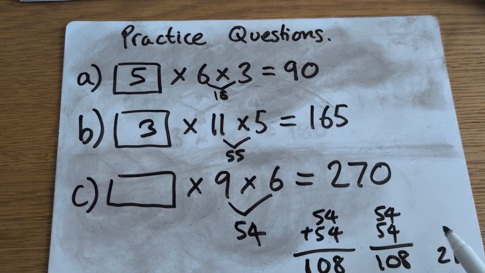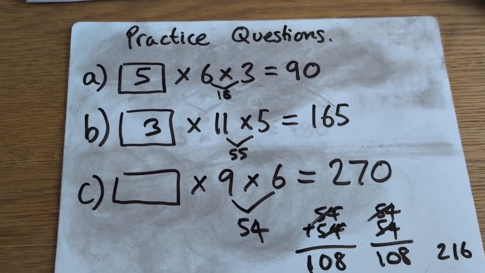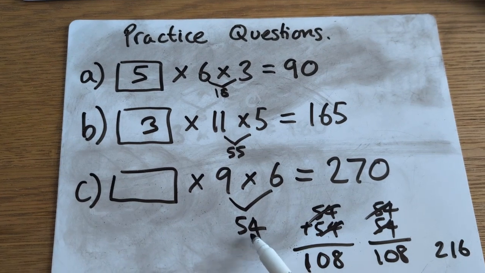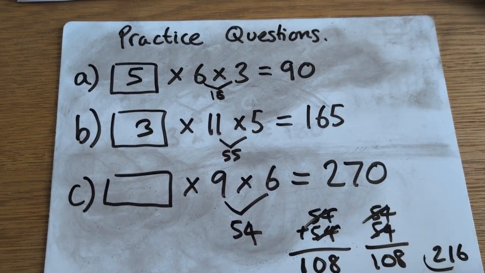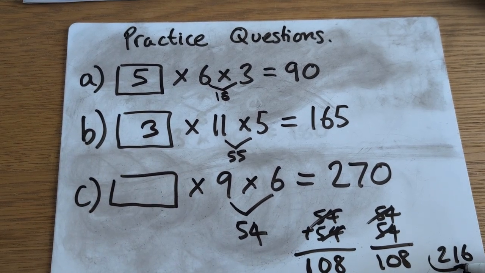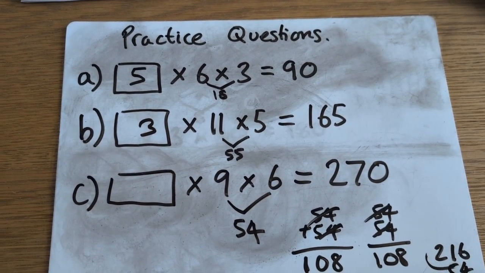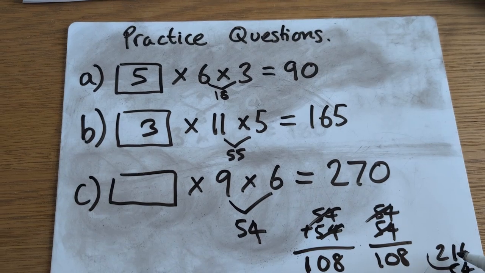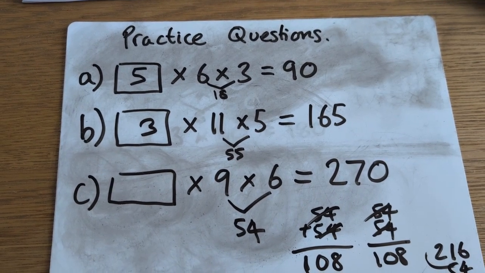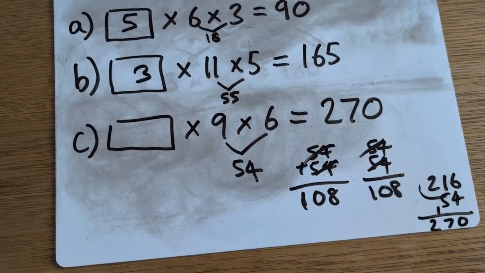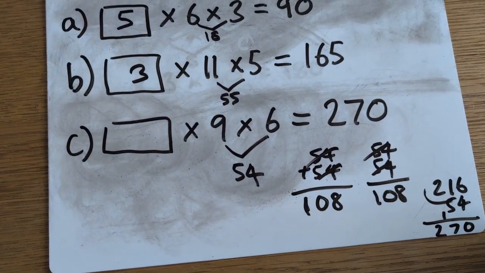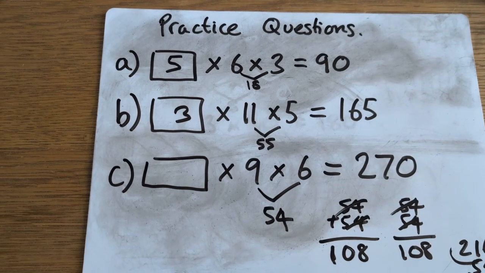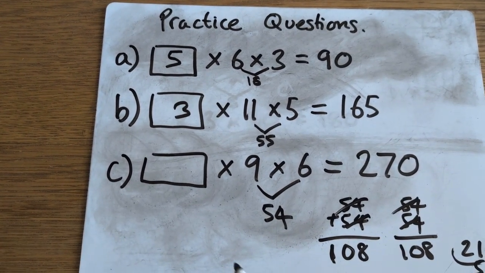So that's 4 already. 1, 2, 3, 4. And then how many more 54s would I need to add to this to get to the 270? Well, if I added on another 54 in there, that gets me to 10. Carry 1 over. 5, 6, 7, and then 2, 270. Oop, missed that one out. 270. If you need to do column addition, do column addition. Absolutely fine. But if you can do it quicker without it, do it without it.